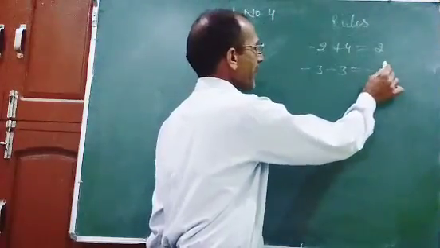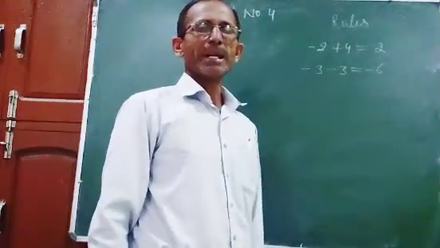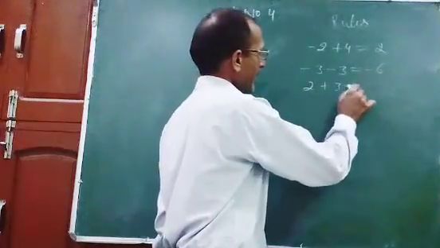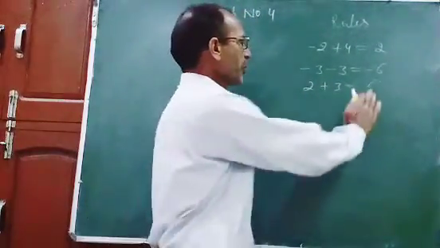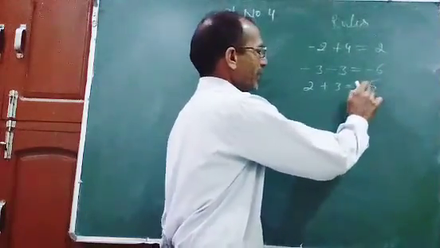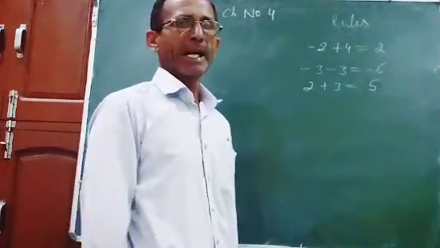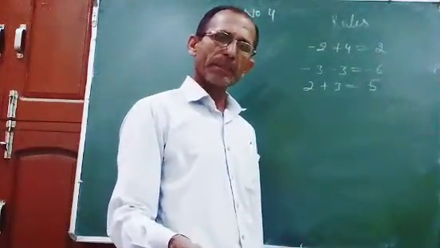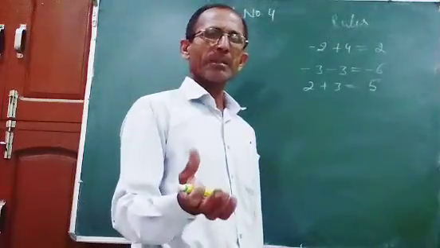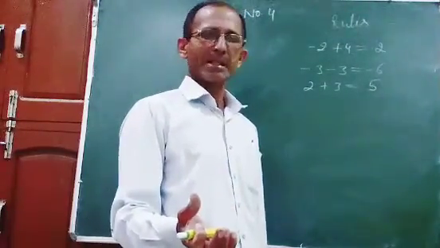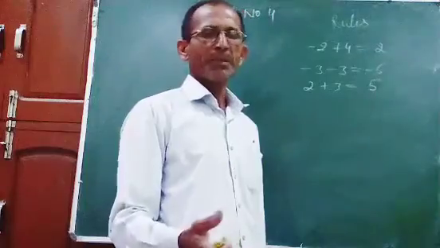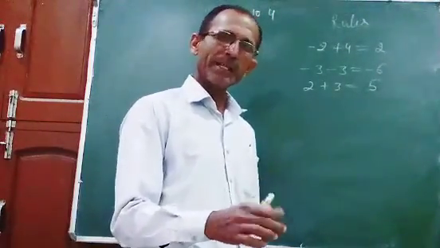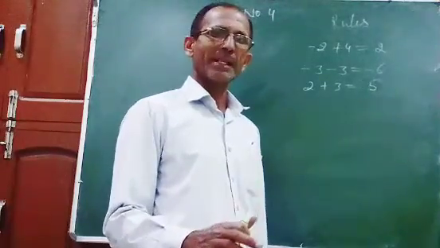Minus 3 minus 3, like signs, add them: minus 6. And 2 plus 3 is 5. So these are the rules of addition. Plus plus, add and put plus. Minus minus also will be added and put minus. Plus minus will be subtracted, and the sign which is repeated more times we will put. If plus is more, then the plus sign, and if minus is more, then the minus sign.